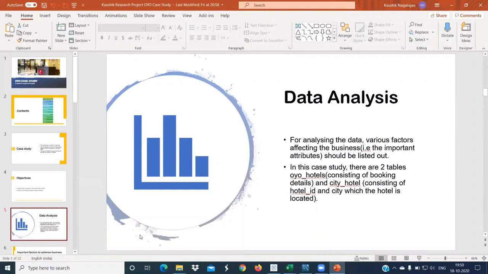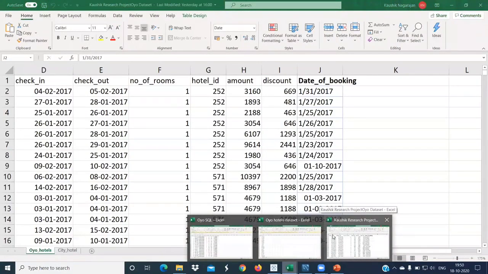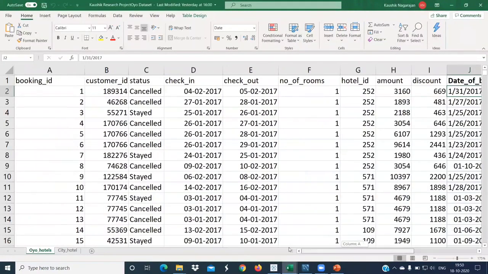For analyzing the data, various factors affecting the business, that is important attributes in terms of data science language, should be listed out. Attributes here refer to the column name in layman's language. So from this attribute, we can see that booking ID and customer ID are not so important. Customer ID is important only when it is counted uniquely. The values inside the customer ID and booking ID are not so important from a business perspective.